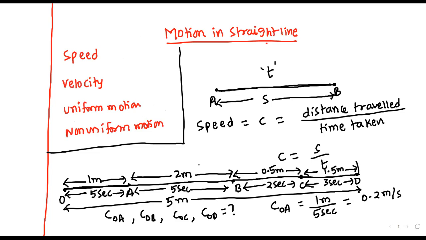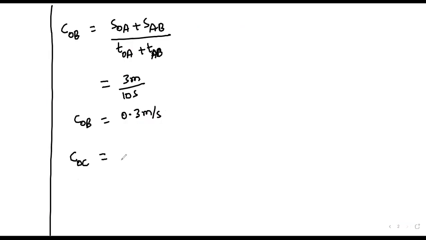What will be the distance traveled? That is OA plus AB plus BC. Can I write OA plus AB plus BC? That means distance of OA plus AB plus BC, divided by the time taken.